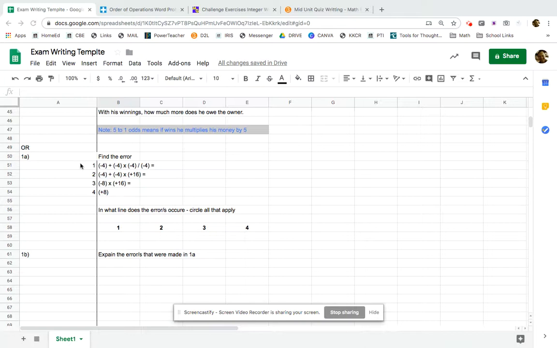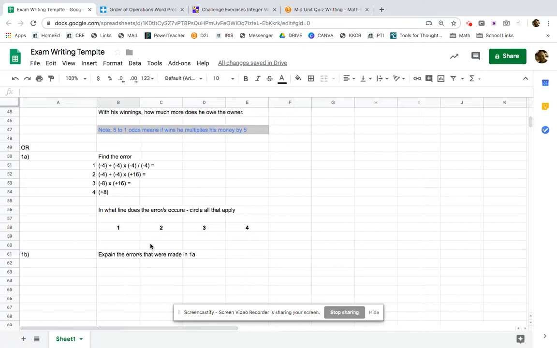So here's an integer problem, a find the error. I have 4 different lines, and I solve it down. Here it says, in what line does the error or errors occur? Circle all that apply. So in this one, it's number 3 and 4. 1B is going to be explain the error or errors that were made in 1A. So here I've got 2 different kinds of questions embedded into one.